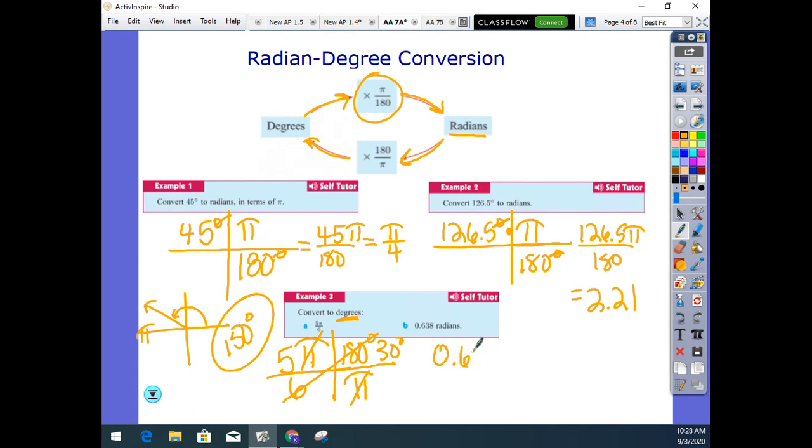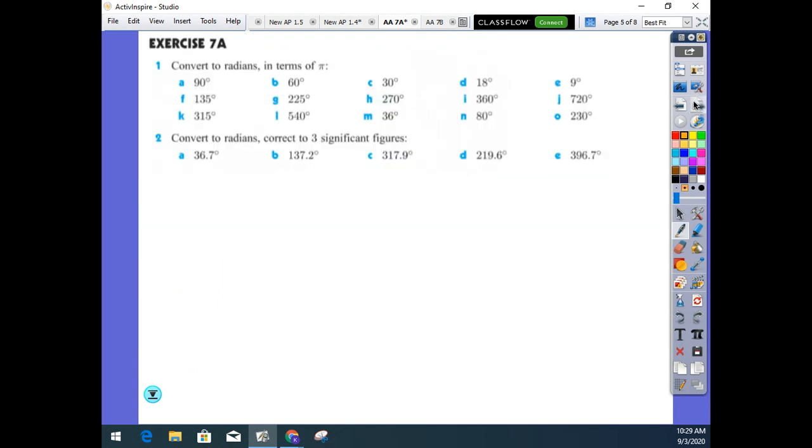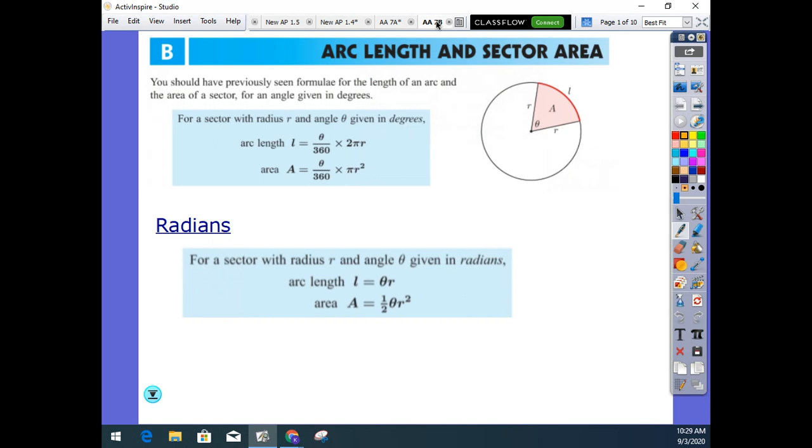So same thing if you don't see the pi. But if we're going into degrees, we always need degrees on the top, pi on the bottom. You always just multiply going across, divide by pi, get your decimal, 3 sig figs with your degrees left over. All right, that's the end of A.